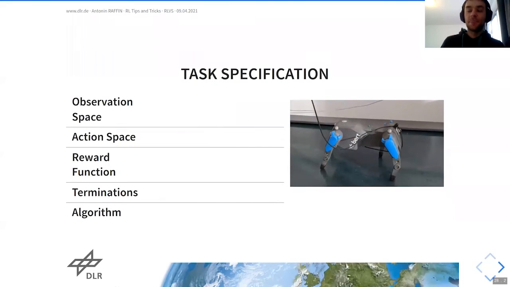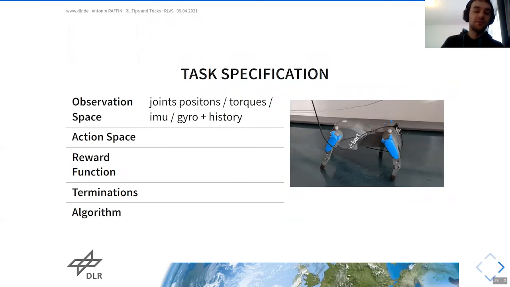And as you may expect, the observation, what I give as input to the robot, is some information about the joint positions and torques. The inertial measurement unit sensor gives you some information about the acceleration and some information about the orientation of the robot. And to tackle the communication delay, and because I'm also using a continuity cost, I'm using a history wrapper.